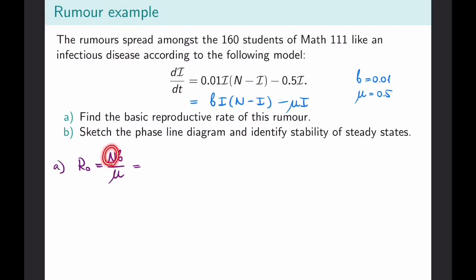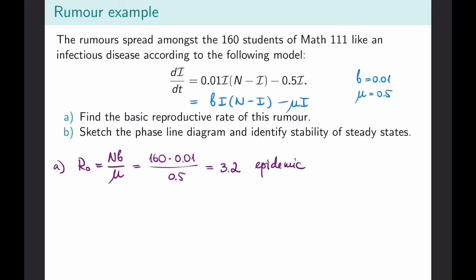This makes it very easy to calculate R0 quickly. The N, being the total number of people, is 160. B is 0.01, and mu is 0.5. So what I have altogether is that R naught is 3.2, which means that in terms of our rumor, we do have an epidemic on our hands. Let's sketch the phase diagram of this thing.